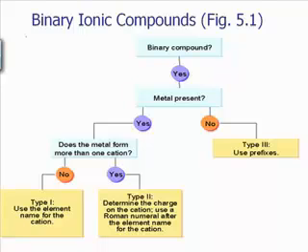If there is, then we need to look at, can that metal form more than one type of ion? If no, it's a type 1, and these are going to be like your group 1, group 2 metals. The type 2s are typically going to be your transition metals. These are the ones you need to be aware that they can form multiple charges, and so there's a little extra thing we have to do when we write their names.